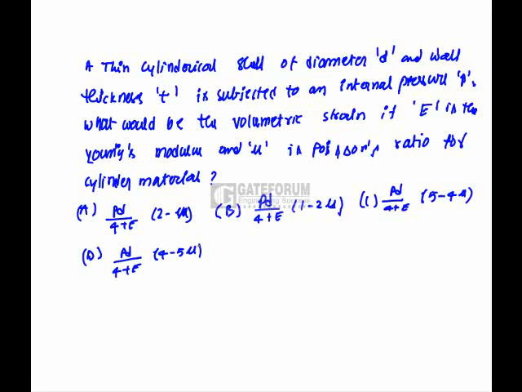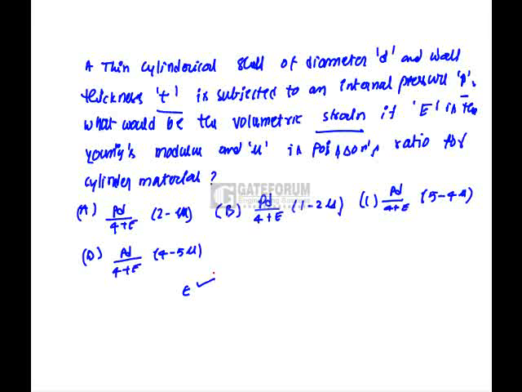A thin cylindrical shell of diameter d and wall thickness t is subjected to an internal pressure of P. What would be the volumetric strain? We have to find out the volumetric strain. If E is the Young's modulus of elasticity and mu is Poisson's ratio of that cylindrical material, the material properties were given as E and mu.